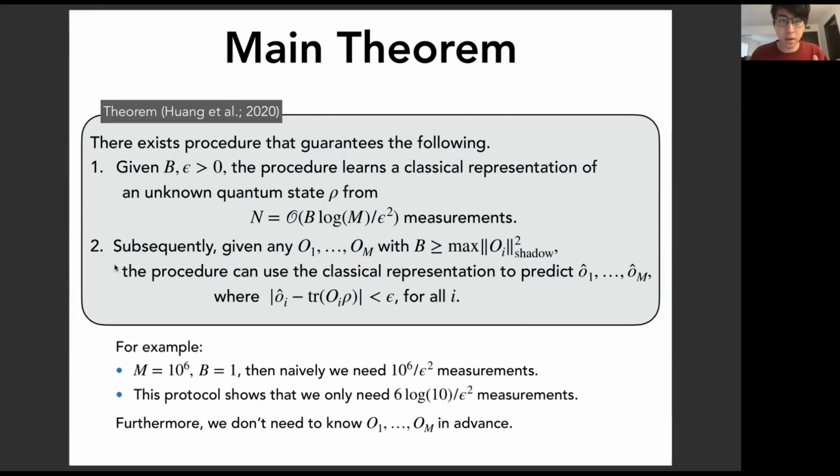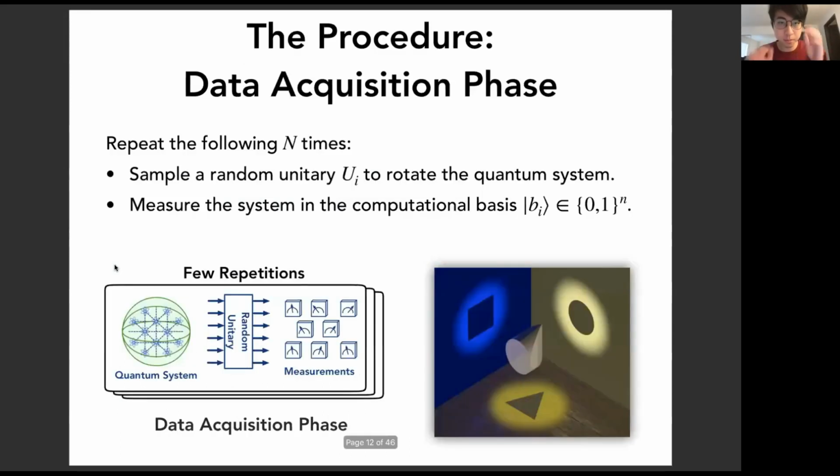In order to understand how the theorem works, let's look at what the procedure that we constructed looks like, such that we guarantee the statement shown here. It's actually a very simple procedure based on randomized measurement. So first, let's look at the data acquisition phase.